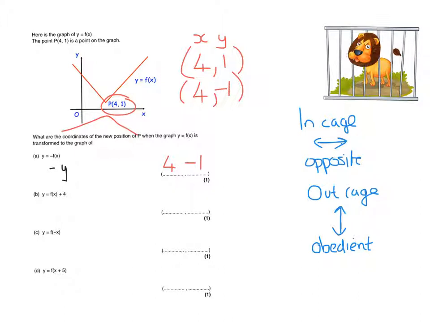So if we go back to our question here, now the cage refers to brackets, and the lion is the number that comes with it. So the lion here is the 4. So the lion's outside of the cage, and that means it's obedient, so whatever you tell it to do, it's going to do that. So we're going to go up 4. So the (4, 1) is now going to become still 4 across, but it's going to move 4 up. So it's going to become (4, 5).